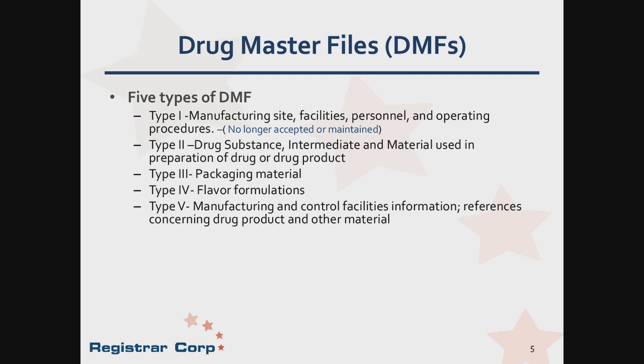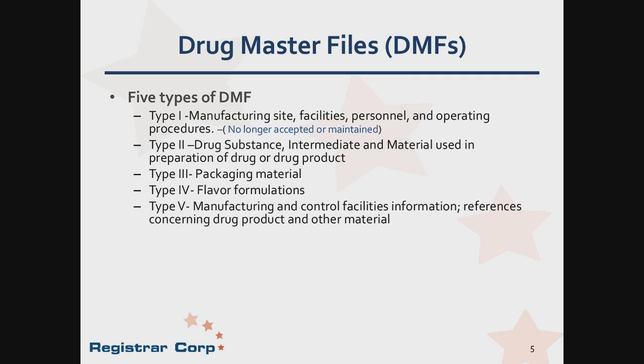Type 2 is for drug substance, intermediate, and material used in their preparation, or drug product. An active pharmaceutical ingredient, which is referred to as an API, is an example of a drug substance. An API is the key ingredient that performs the function of the drug product by treating, preventing, or mitigating a disease through chemical action.